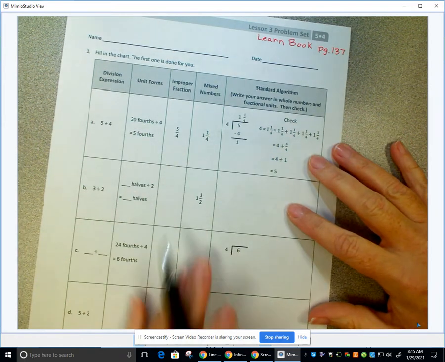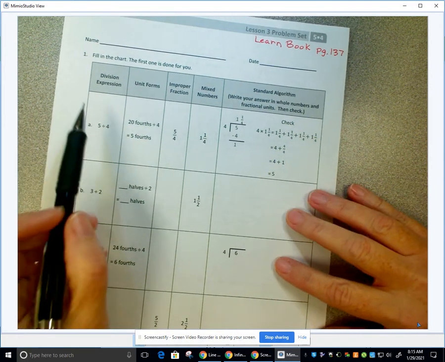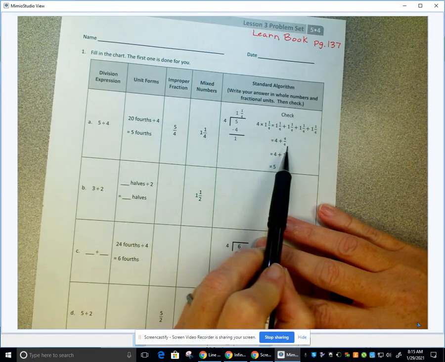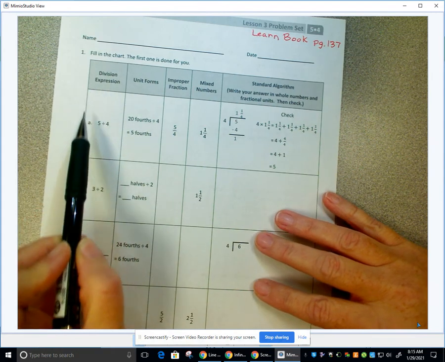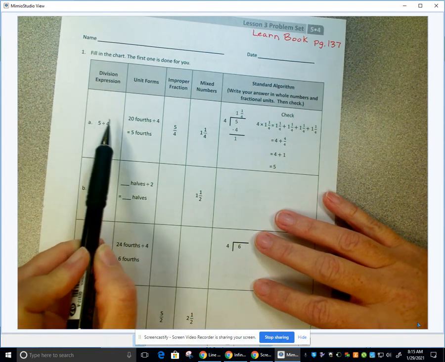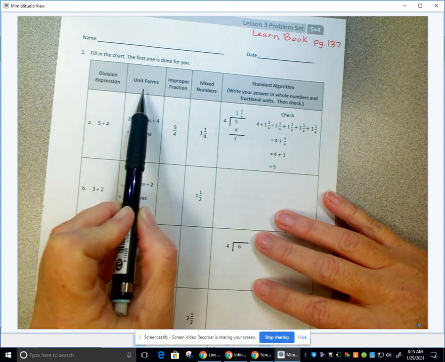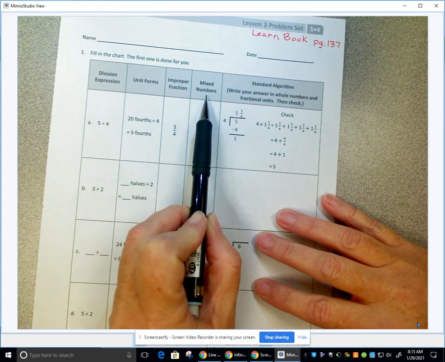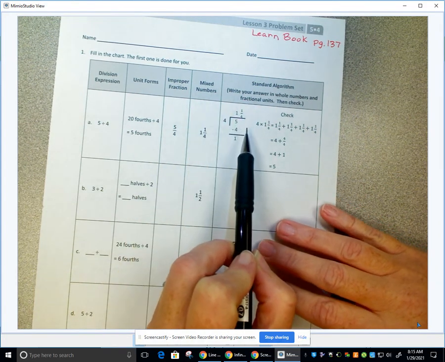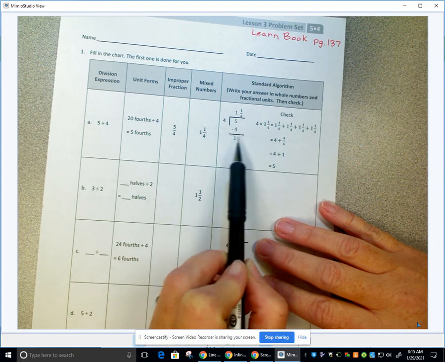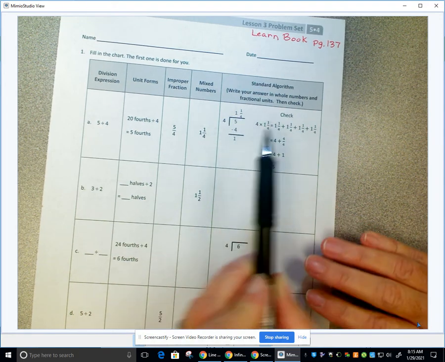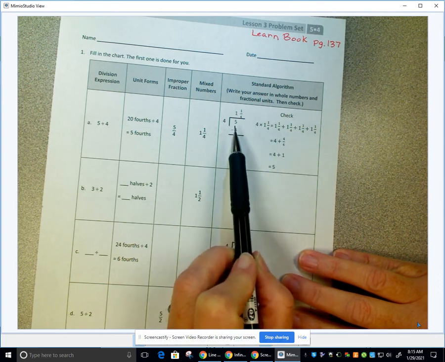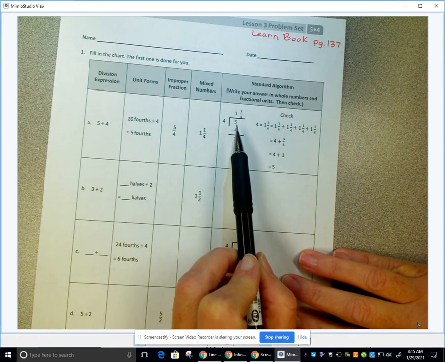We're going to fill in this chart today. You'll notice we've got 5 divided by 4, and they've already completed row A for us. They're taking the division expression, turning it into a unit form, making it an improper fraction, and then making it a mixed number. And then, of course, they're showing how they came up with the mixed number because they're dividing it. And right here, you'll notice that they have checked the work. Remember how we can check our division problem to see if our answer is correct?